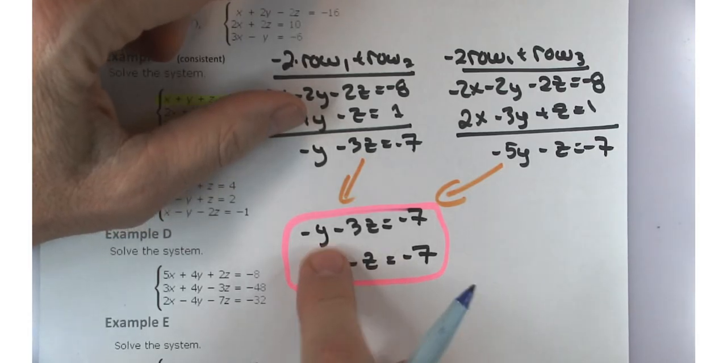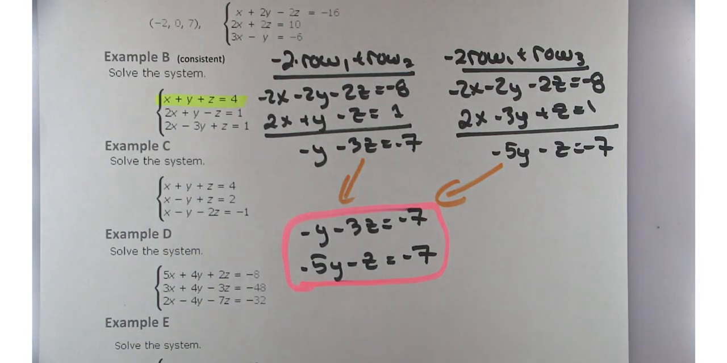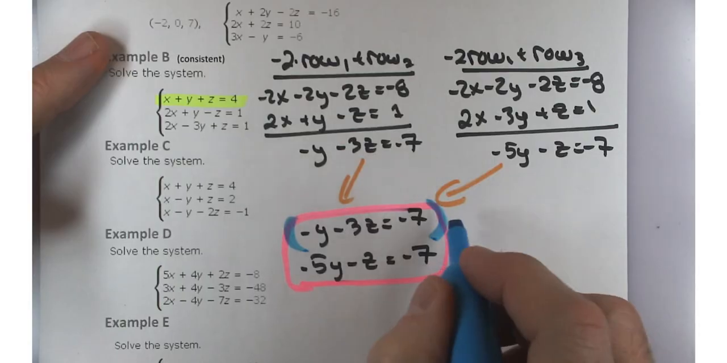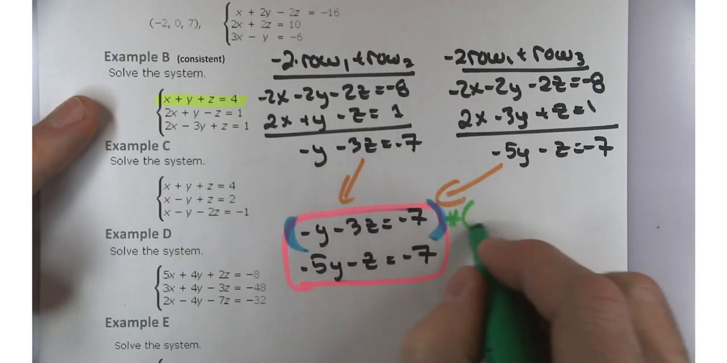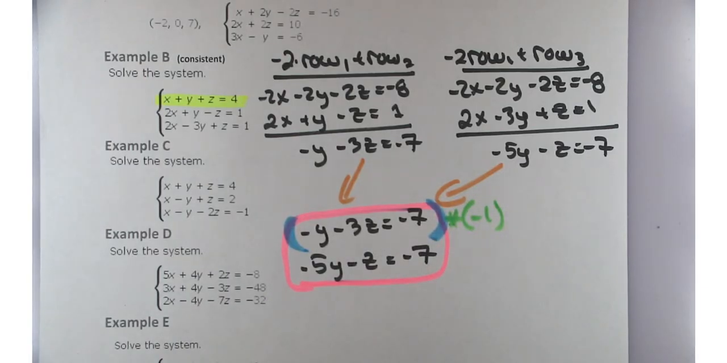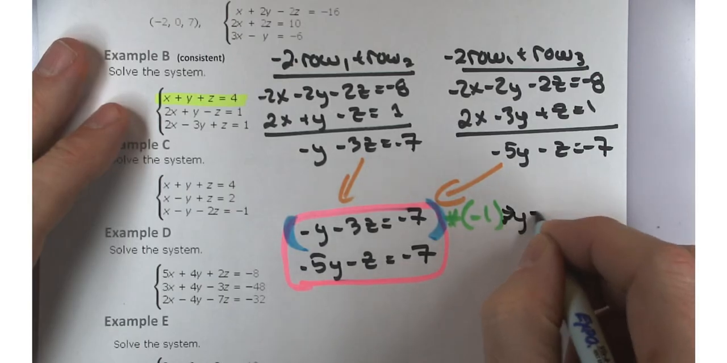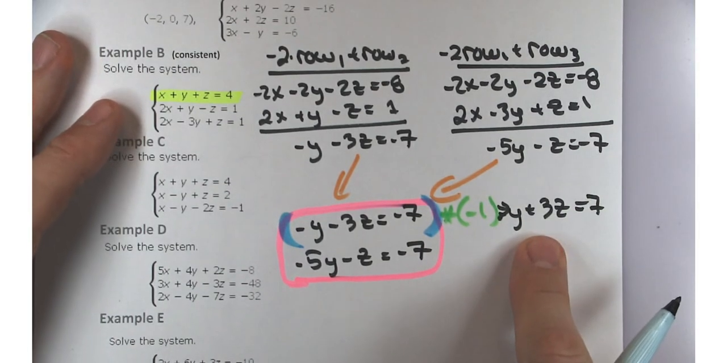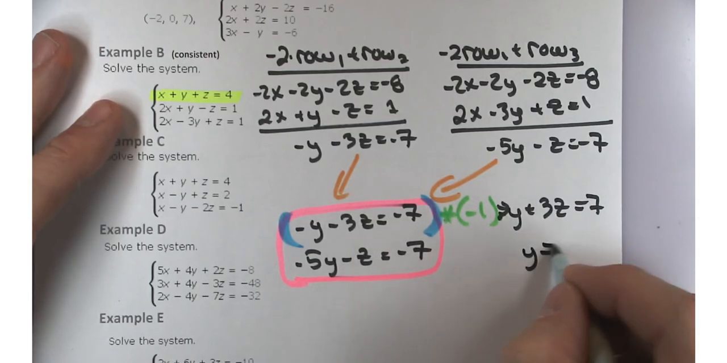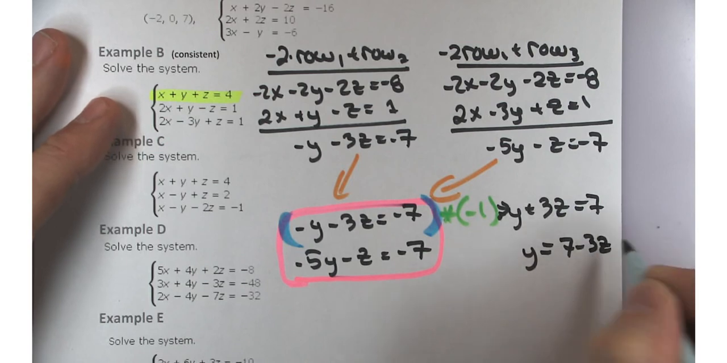What I'm going to do first is multiply this equation by negative 1. Can anyone tell me why I might want to do that? Multiply that equation by negative 1. Yeah, let's get rid of the negatives. So that's going to give me y plus 3z equals 7. And from there, I can solve for y pretty easily, right? I can just move the 3z to the other side. y equals 7 minus 3z. Great.